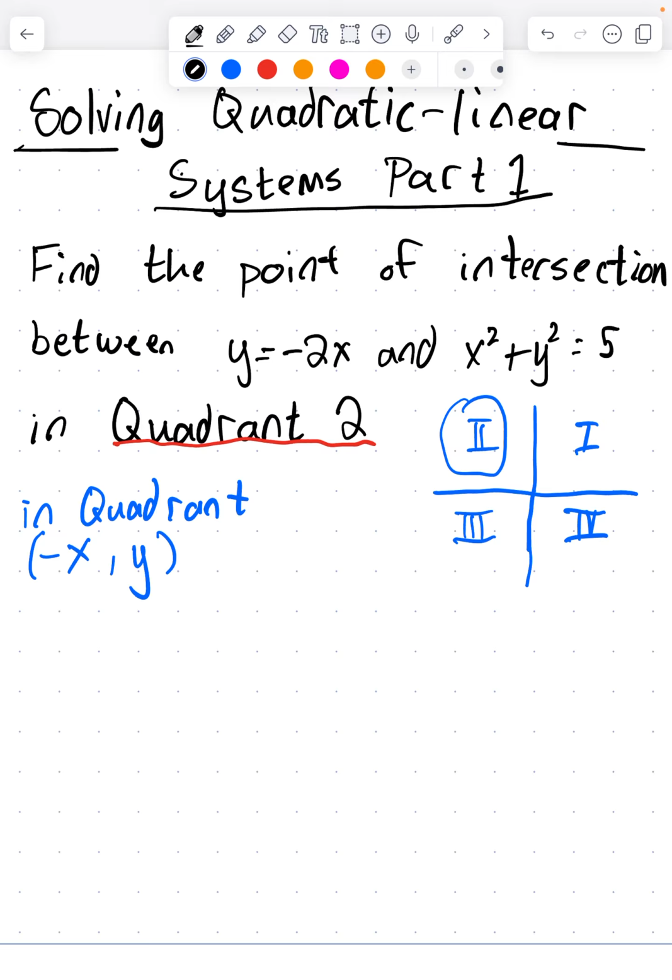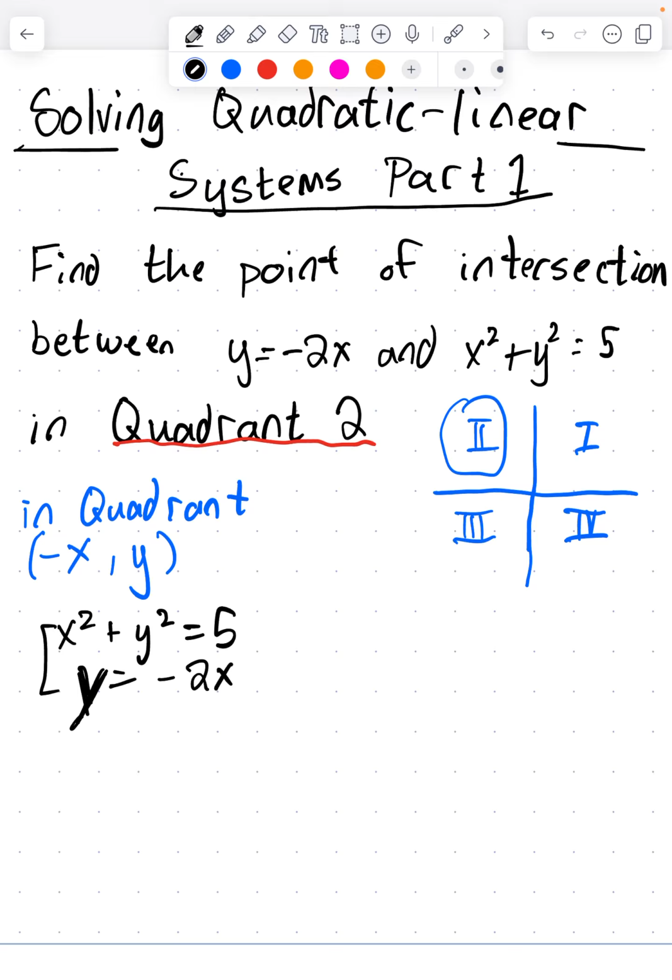To solve a quadratic linear system, we have to set things equal to each other. We want to isolate the y. So let's write the equations. x squared plus y squared equals 5. And we have y equals -2x. Given all this, this is one whole system. Usually I want to isolate y, but lucky for us, this problem already gave us an isolated y.